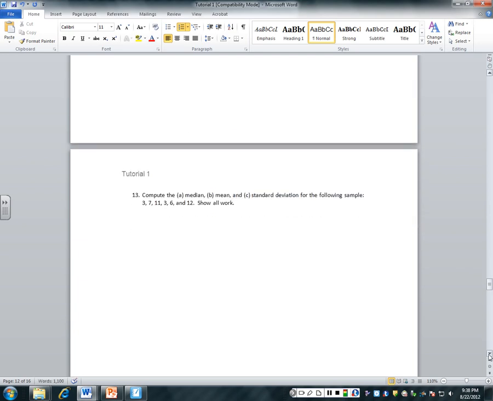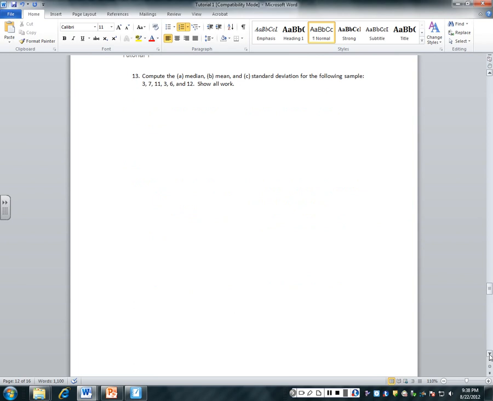On 13, let's say that we're calculating the mean, median, standard deviation for a population, and I'll have it written this way on yours. I'll make that change. 12. Just trying to move through them too quickly there.